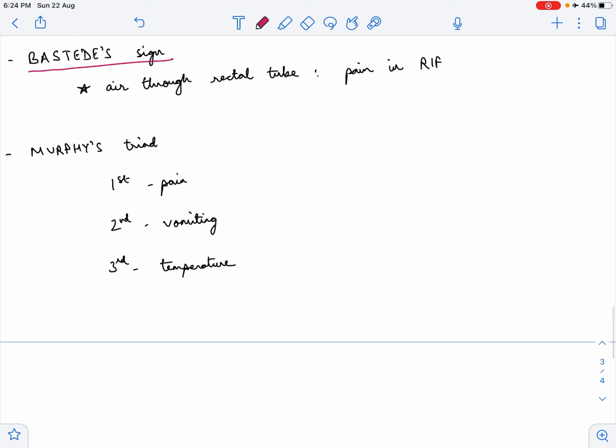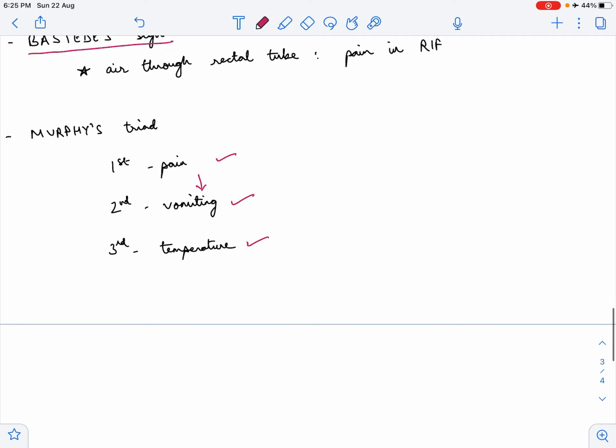Lastly, we have something called Murphy's triad. Murphy's sign is seen in acute cholecystitis. Murphy's triad is seen in acute appendicitis. This triad consists of three components: pain, vomiting and temperature. More importantly, these three symptoms come in sequence. First, there is pain, then there is vomiting, and then there is temperature. Because of the intense pain, the patient vomits, and after some time of vomiting, the patient gets temperature. So, these are some of the fascinating signs which are seen in acute appendicitis.